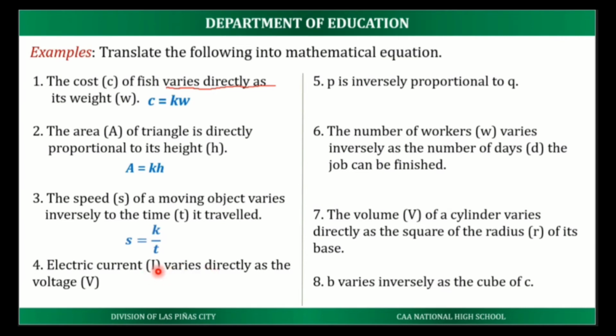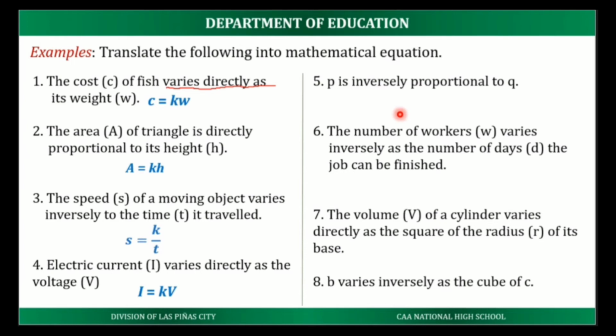And then the first variable is I. And then the second variable is letter V. So, we have I is equal to K and then V. Number 5, P is inversely proportional to Q. So, the words are inversely proportional. So, this is an example of inverse variation.